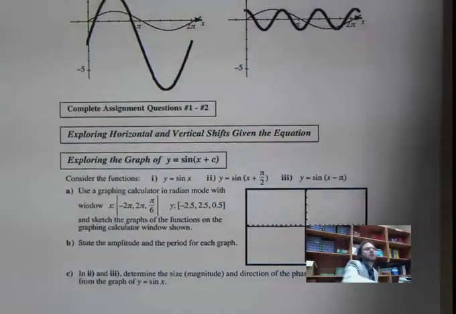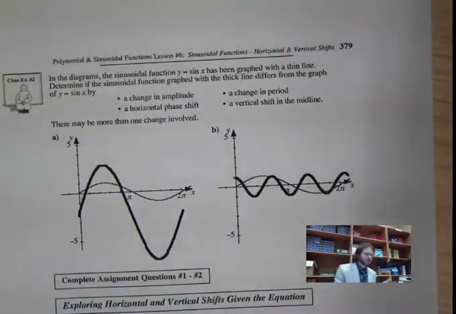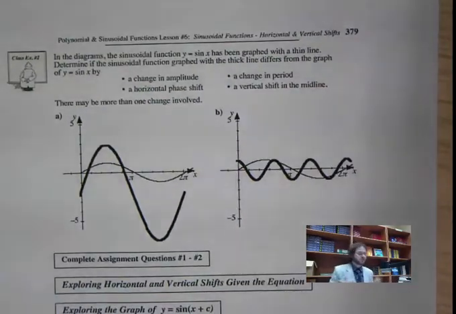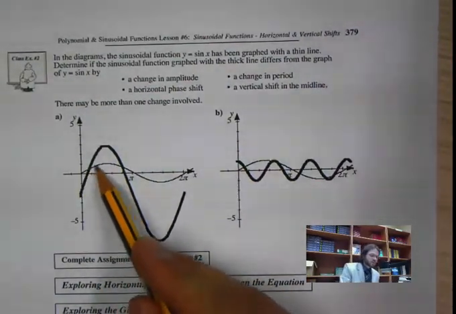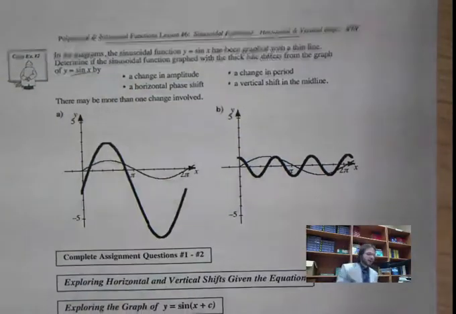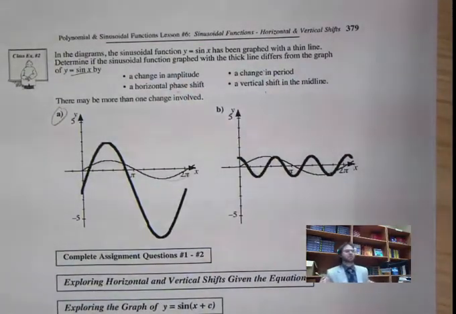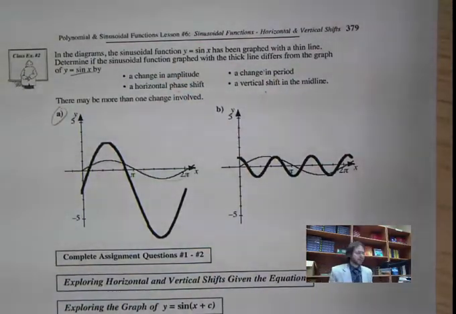So take a look at question number 2. We're looking at sinusoidal graphs again, sinusoidal functions. These are graphs of sine. My first one, my thin line there, is just the graph of sine x. Now, let's take a look at what's happening. We have 4 things that could be happening to it. Which one of these, one or more, is happening to A?